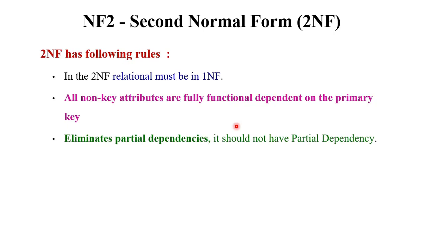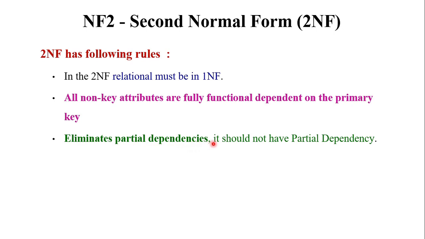Let's see the rules once again. The rules are: the relation, which means table, must be in first normal form. All the non-key attributes, except the primary key, all the other columns, should be fully functionally dependent on the primary key. If any attribute is partially dependent, we have to eliminate that. That is the third rule: it should eliminate the partial dependencies.